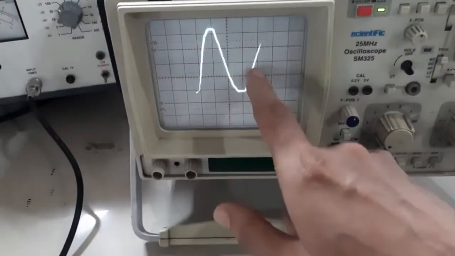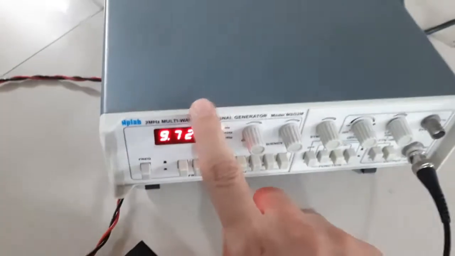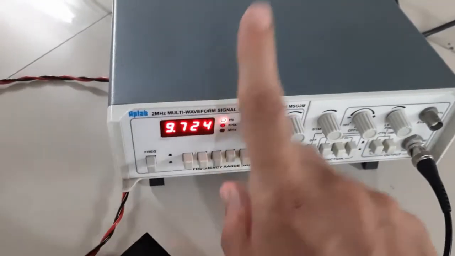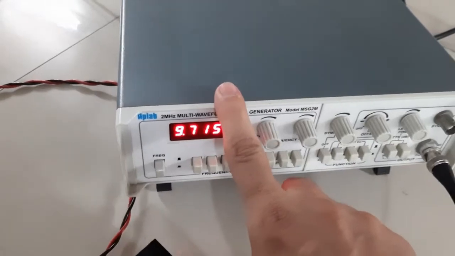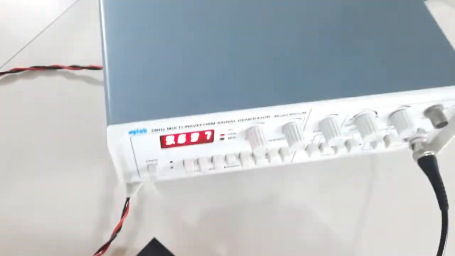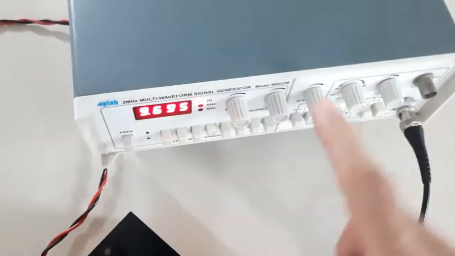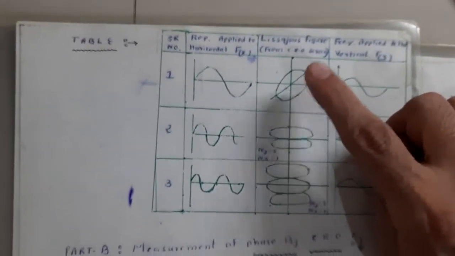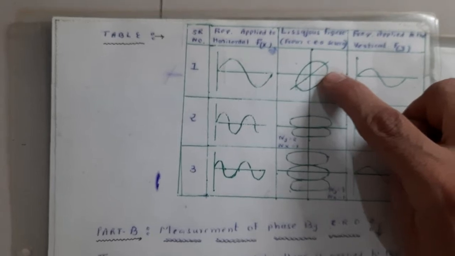What is our output? We are getting this type of pattern. Then we change the frequency to 20 Hz, 30 Hz, 40 Hz, 50 Hz. When we get 50 Hz, that means this frequency and the unknown source frequency are both equal. When the unknown frequency and known frequency are equal, at that time we get this type of steady pattern on the screen of the CRO.